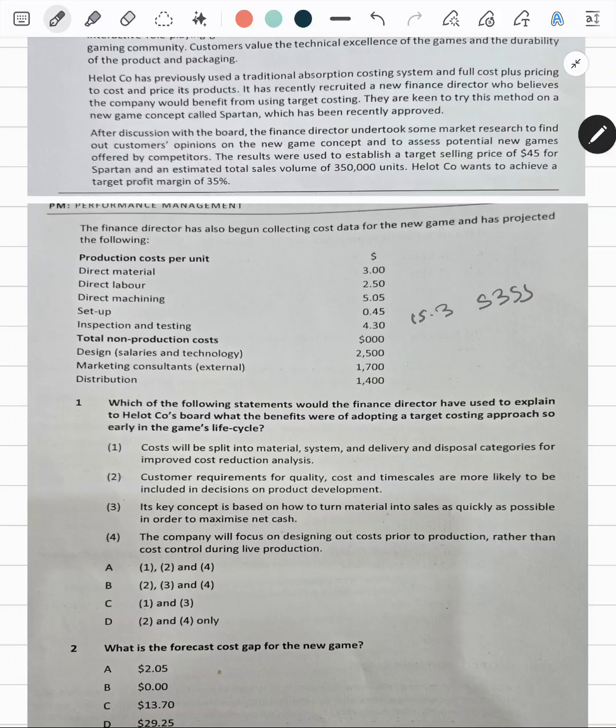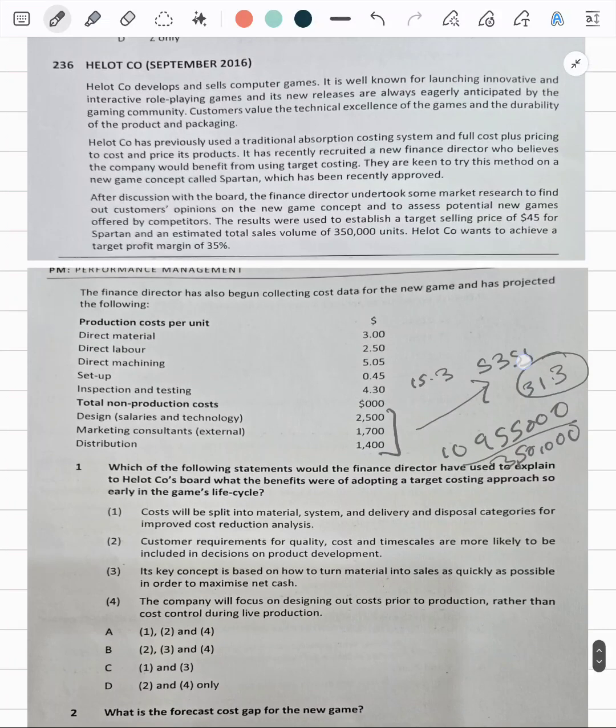Now I add this non-production cost to this cost, so it will be 10,955,000. Now the entire thing will be divided by 3,50,000. I will get the per unit cost. The per unit cost is 31.3. So the cost which I wanted to forecast, the actual cost as per me, is 31.3.